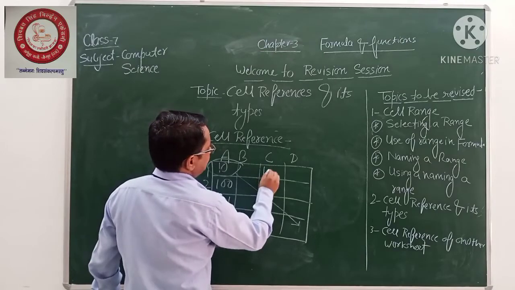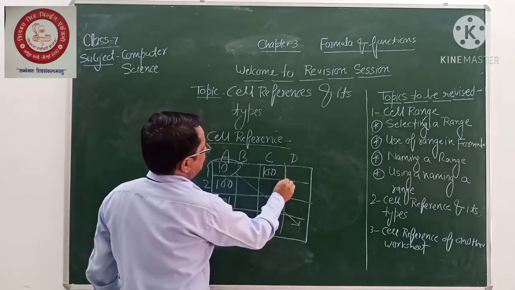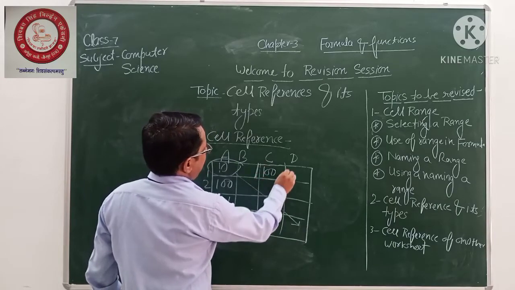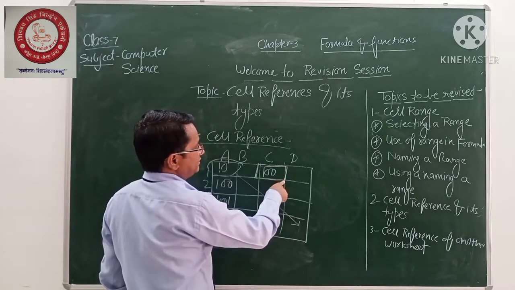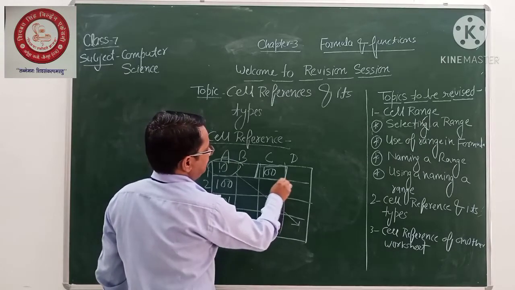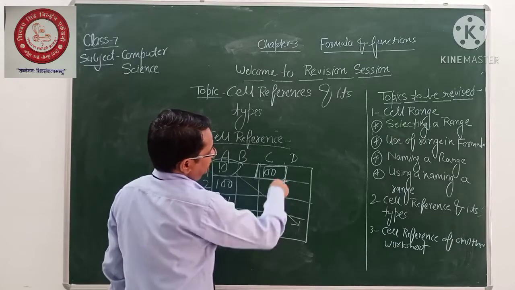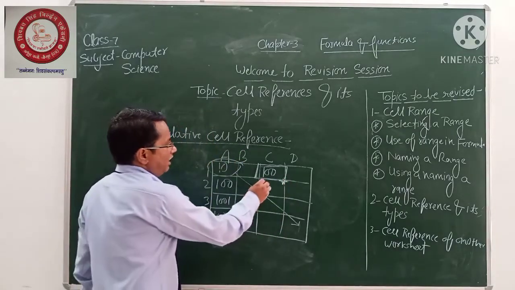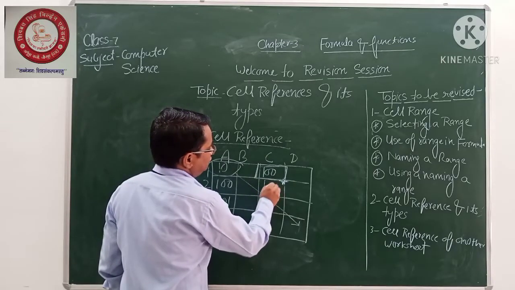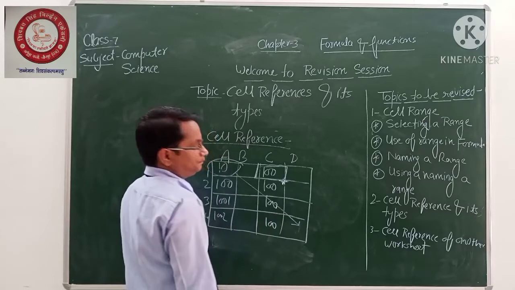One more thing. Suppose 100 is written there, and you have selected this particular cell. Once your mouse pointer comes to this place, it becomes a plus. The mouse pointer changes to a plus. Now scroll down. After scrolling down, this becomes 100, this becomes 100, this becomes 100.